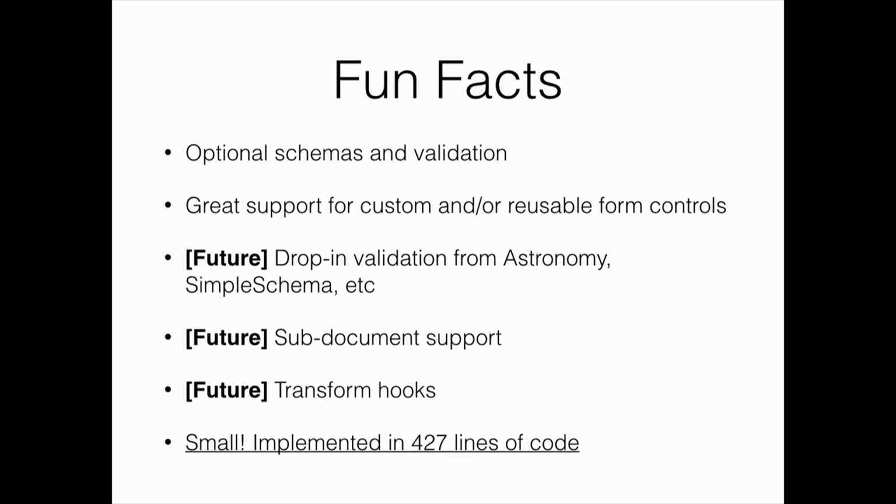Some other fun facts. We have support for schema and validation, but it's totally optional. If you don't need to validate your form, you don't have to use the schema. If you want to build custom inputs, if you want to build something like AutoForm where your entire form gets laid out according to your schema, we have the underlying API to make that easy. We're planning support for drop-in validation, so you could just use Astronomy or SimpleSchema to validate your documents. We're planning support for subdocuments and transform hooks so that if you want a number and not a string, you can do that. And it's super small, which means if you're confused about how it works, just read the source code. It's only 427 lines.